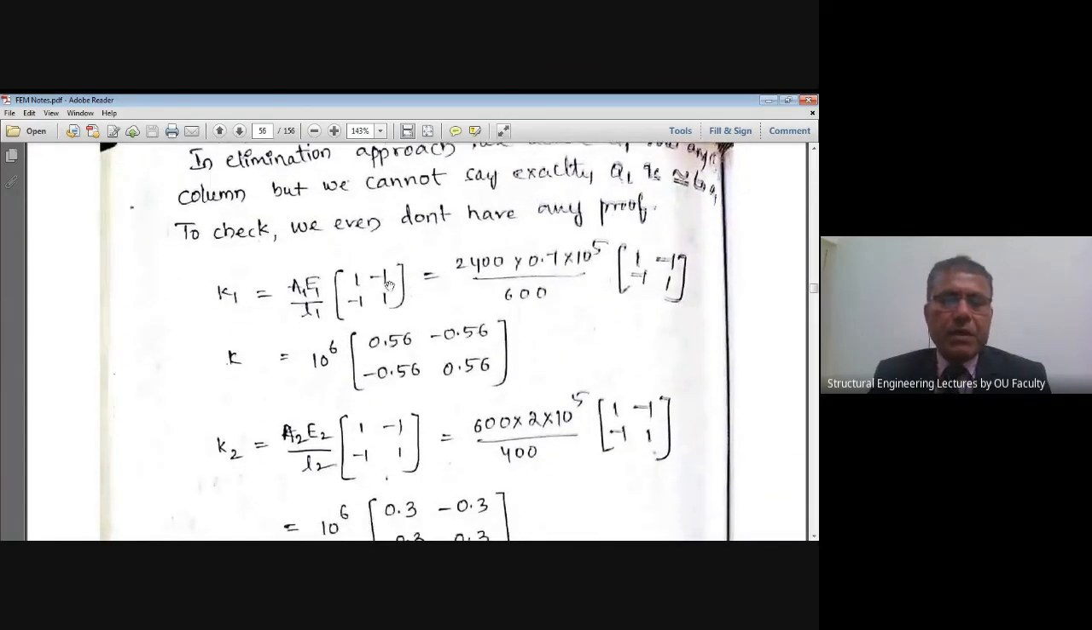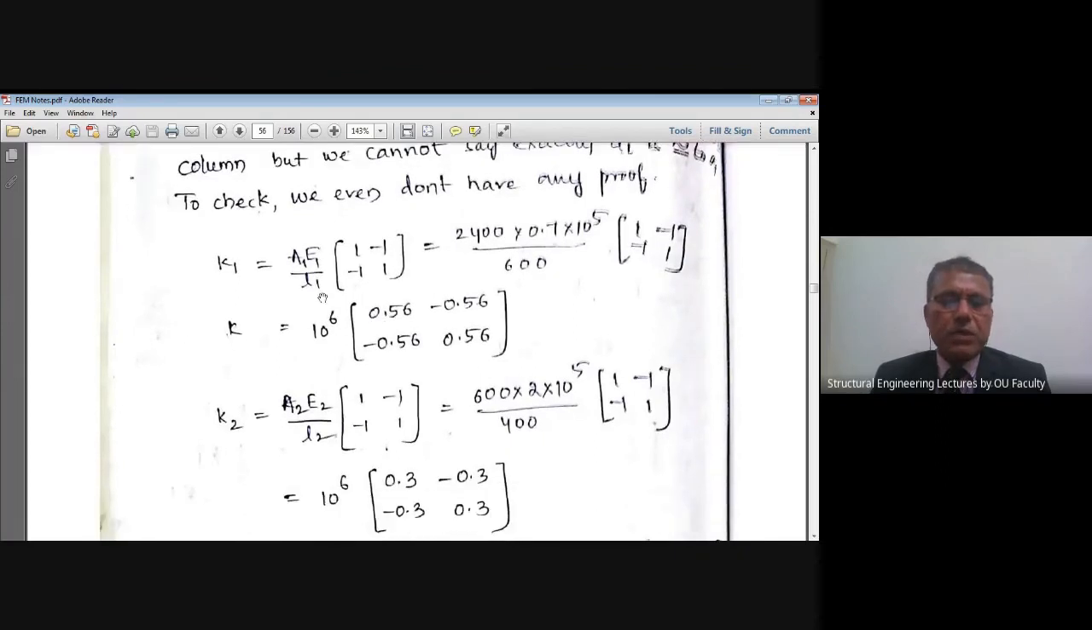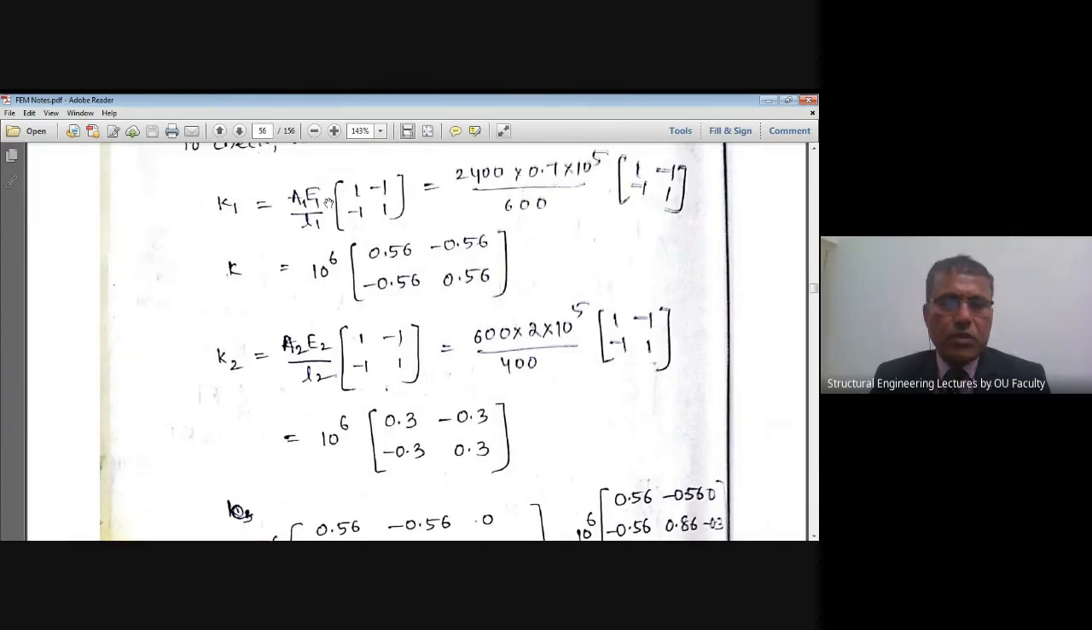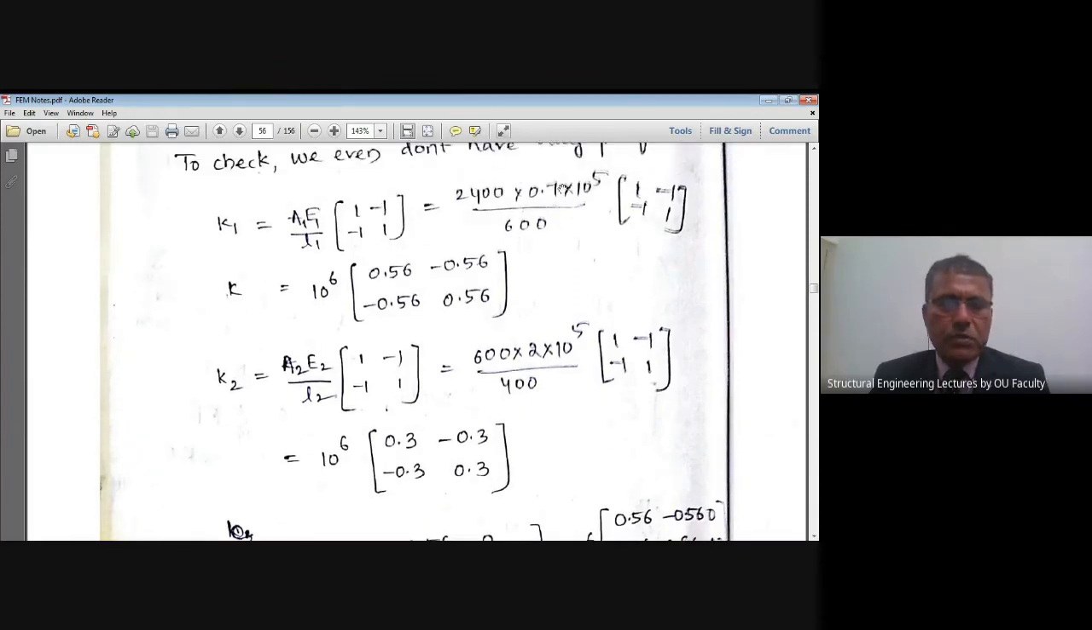Now the next step is evaluation of the element stiffness matrices. We already explained this in the previous volume, so I'll skip it. K1 is nothing but A1 E1 divided by L1 times the matrix 1 minus 1, minus 1 1. Now, substituting numeric values, A is 2400 mm square, E is 0.745 (times 10 to the power 6), and L is 600. I'll get 10 to the power 6 taken common as coefficient, 0.56 minus 0.56, minus 0.56 0.56, along degrees of freedom 1 and 2, in terms of Newton per mm. The output is in terms of Newton per mm.